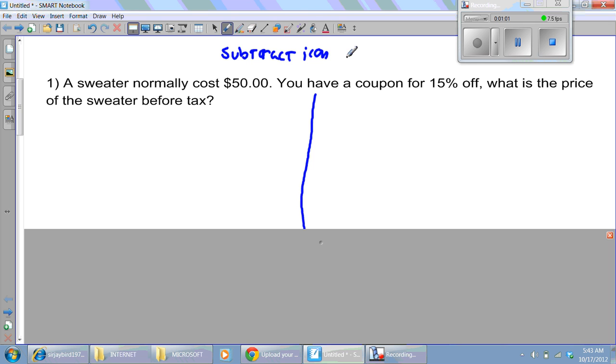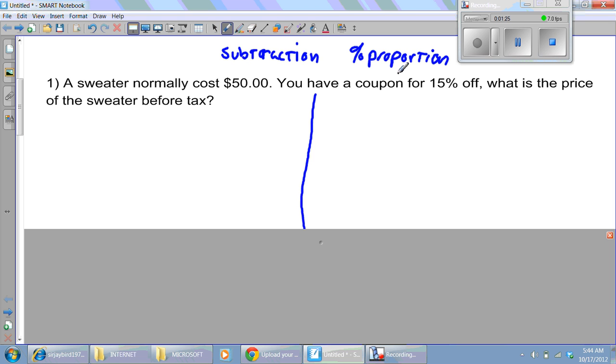Involve subtraction and a percent proportion. Both of the ways I'm going to do it, I'm going to use both of those things. Okay, I'm going to use subtraction and a percent proportion. I like to do the subtraction first. I think it's a lot easier. Plus, I don't forget to subtract later.